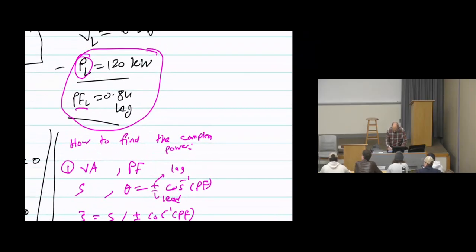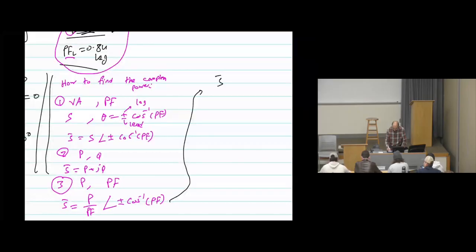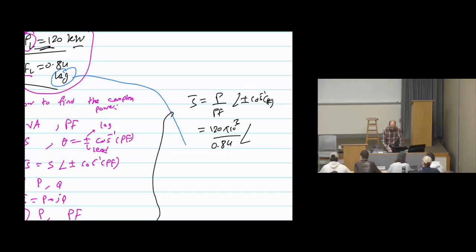We know real power and we know the power factor, so basically we can use number 3 here. We can say S bar will be P over power factor, plus or minus cosine inverse of power factor. Then we have 120 kilowatts times 10 power 3, power factor 0.84, angle plus or minus. It is a lagging power factor, therefore it's going to be positive because it's lagging. So plus cosine inverse of power factor. Again, it's positive because it's lagging. If it is leading, then it will be negative.